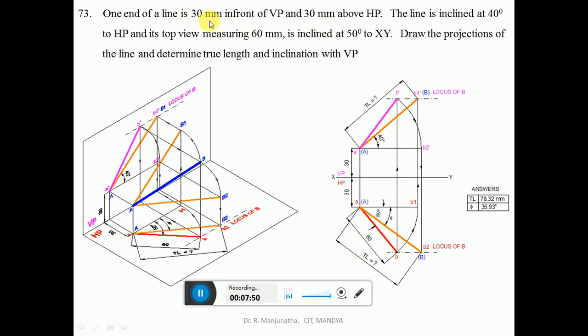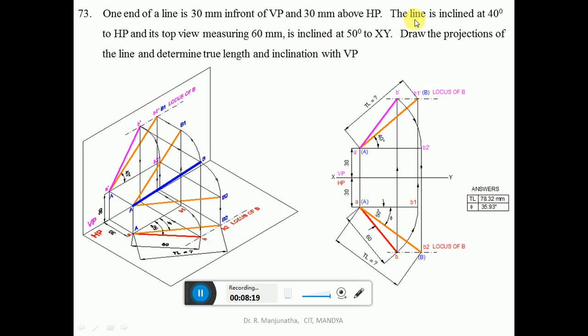End A, one end of the line, is 30 mm in front of VP and 30 mm above HP. Above HP is seen in the vertical plane. So from the XY line you measure 30 mm and draw a horizontal line. Similarly, 30 mm in front of VP, 30 mm below the XY line, you draw a horizontal line. Consider any point and draw a vertical projector so that it cuts these two horizontal lines at A dash and A respectively. Mark these points as A dash and A.